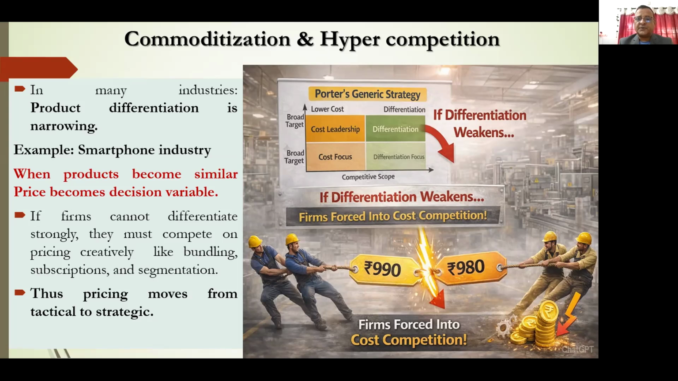If you look at the generic strategy framework proposed by Michael Porter, differentiation is one of the options companies normally choose as a basis of competitive strategy. But it becomes weaker when product differentiation goes weaker, and because of that, pricing becomes the more decisive factor. Hence, prices move from tactical to strategic dimensions.